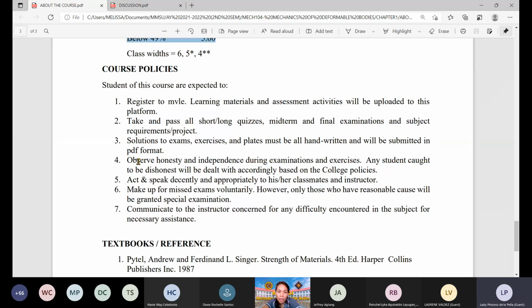Next, observe honesty and independence during examinations and exercises. Any student caught to be dishonest will be dealt with accordingly based on the college policies. So, ito, hirap nga naman talaga kayong i-monitor during exam. So, nasa sa inyo na yan kung talagang nag-cheat kayo. But I suggest you must work independently.